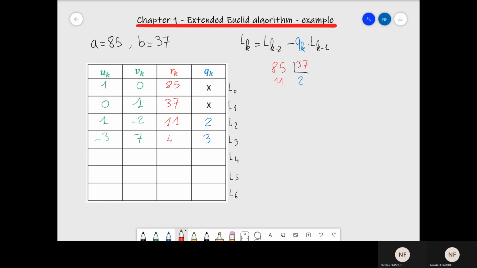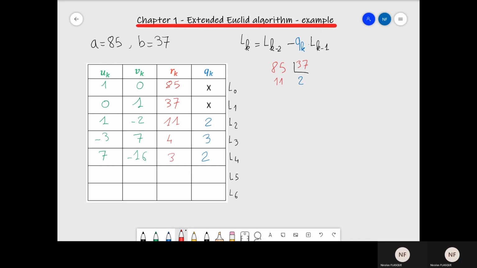11 divided by 4, the quotient is 2. So U4 is 1 minus 2 times minus 3, which is 7. V4 is minus 2 minus 2 times 7, which is minus 16. Then 11 minus 2 times 4 is 3.